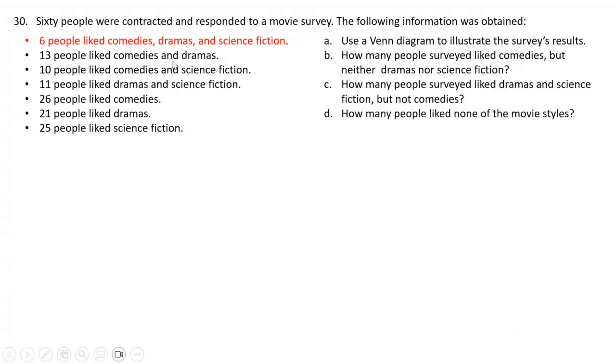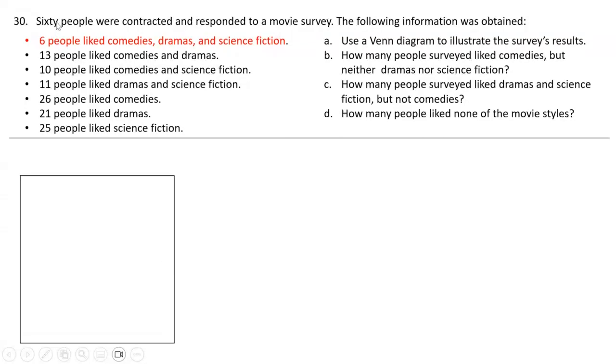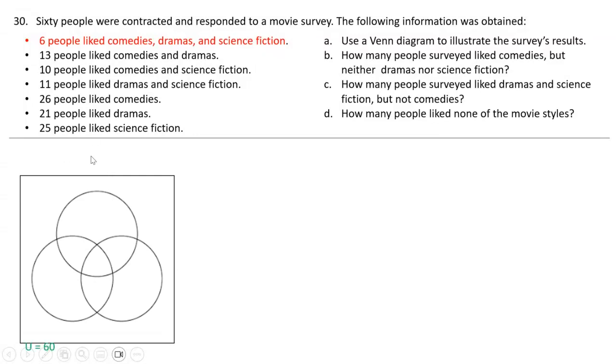Then it says 13 people like comedies and dramas, 10 people like comedies and science fiction, 11 people like dramas and science fiction. 12 people like comedies, 21 people like dramas, 25 people like science fiction. So first, they want us to draw a Venn diagram that represents the situation here. So let's start. How many people are there? 60. So then we're going to start here, guys. Here's how we do it.